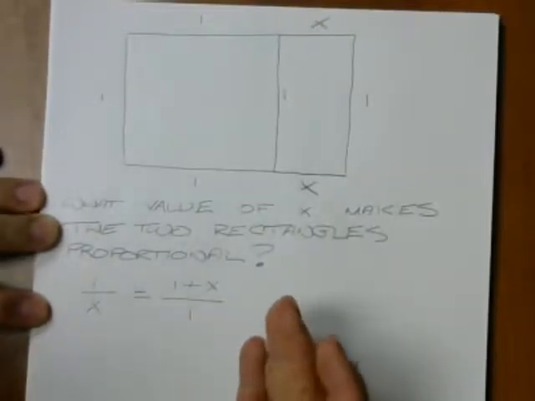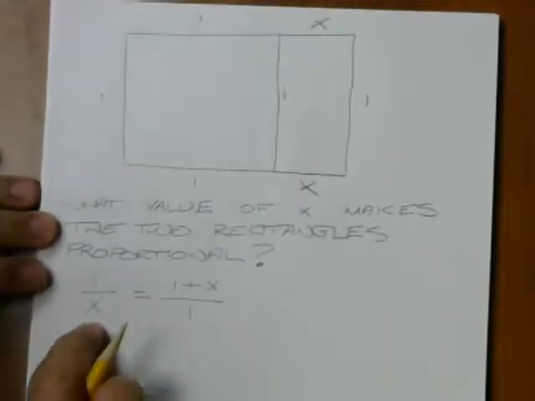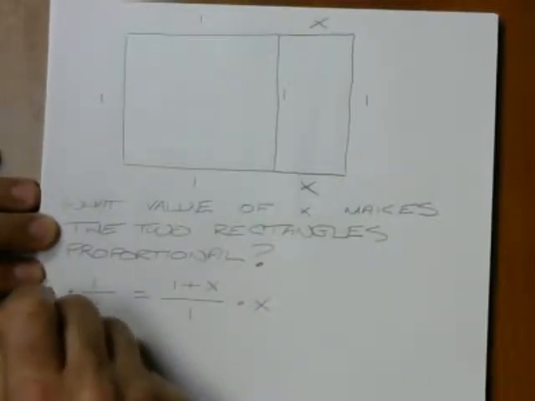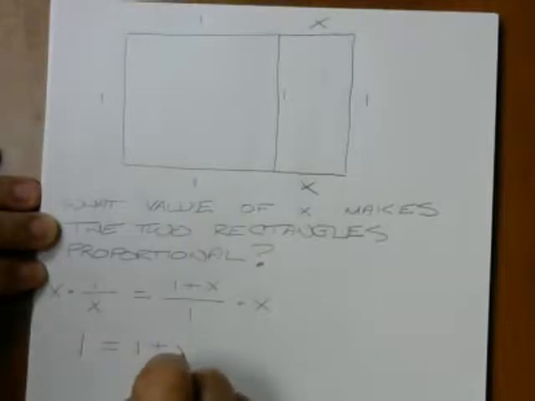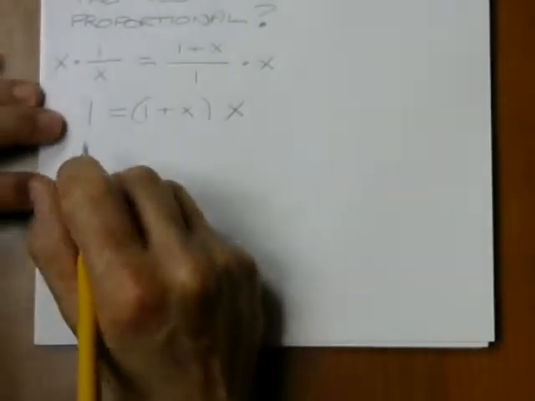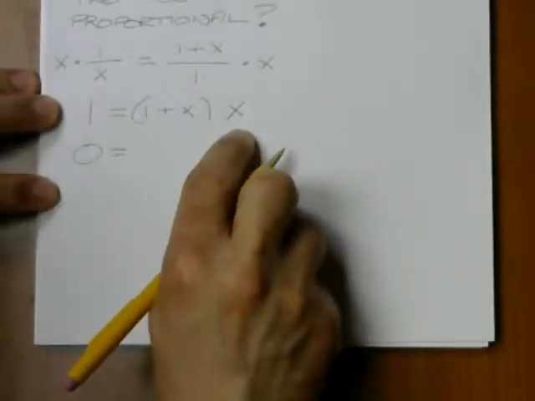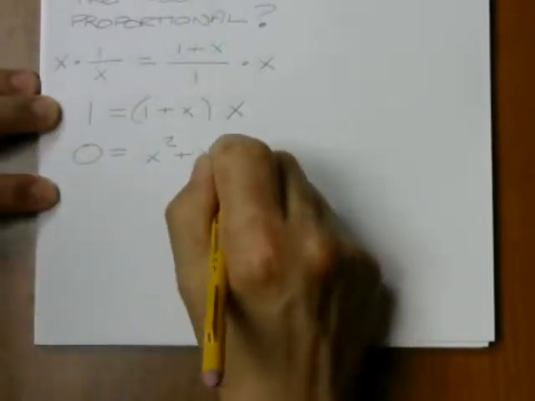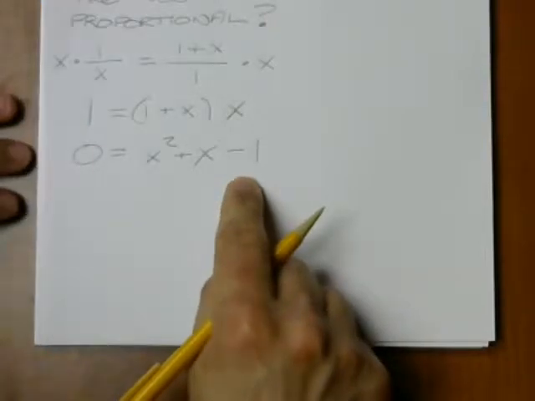Okay, well, what could I do? I could try to get rid of all the fractions first. That's not a bad idea. This on the left equals this on the right. So if I multiply them both by x, what do I get? On the right I have x squared plus x, and I subtract the 1 over to the right. This is the quadratic I need to solve.